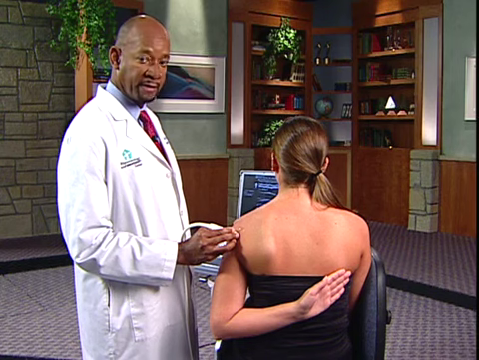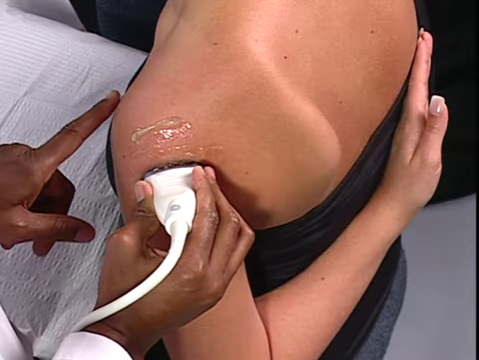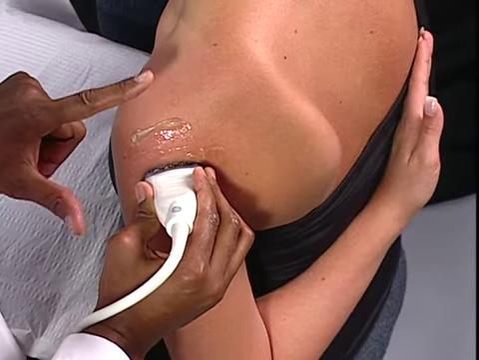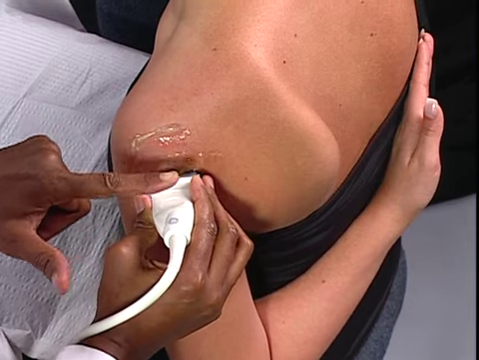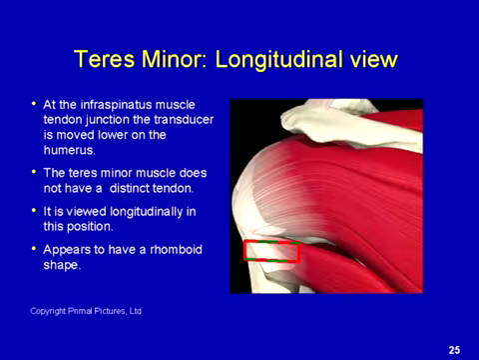Let's now take a look at the final muscle that comprises the rotator cuff. We have shown the subscapularis, supraspinatus, infraspinatus, and now we will look at the teres minor. The teres minor, as you can see on the slide, lies inferior to the infraspinatus, and it attaches to the inferior tubercle of the greater tuberosity.